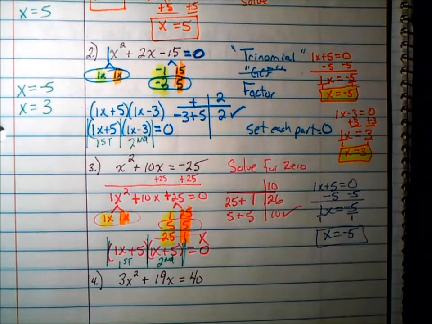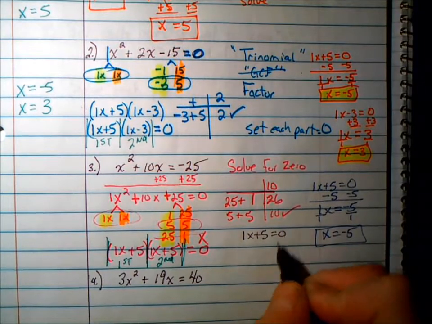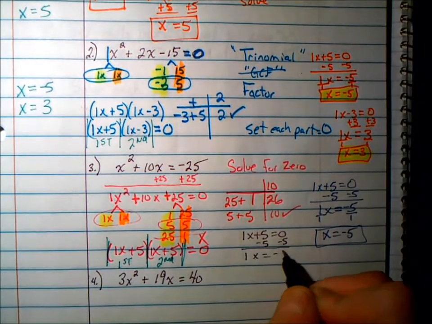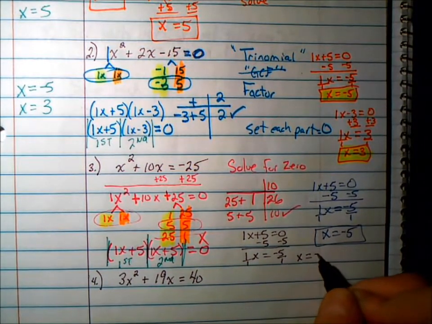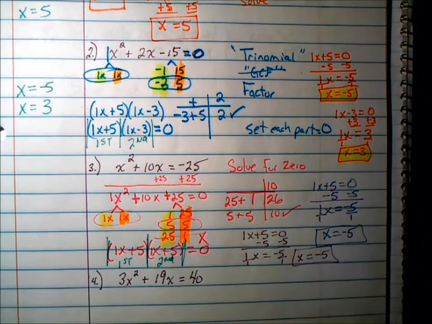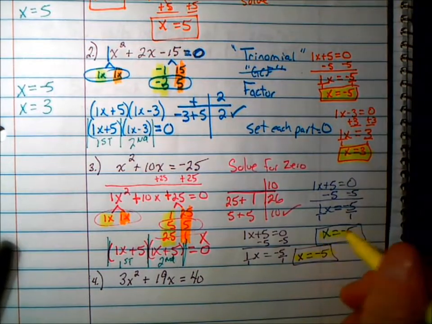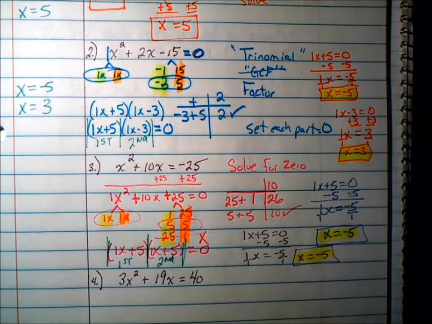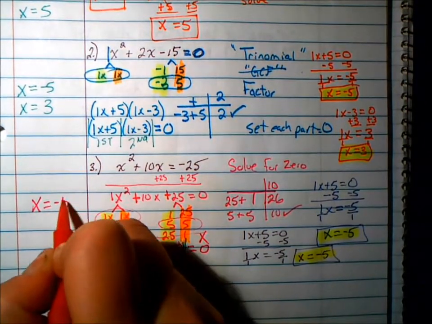If I take the second equation, I'll have 1x plus 5 is equal to 0. If I subtract 5 from both sides, I have 1x is equal to negative 5. Divide by 1, and once again, x is equal to negative 5. So on this particular problem, the way they have it set up, both answers come out to be equal negative 5. So this one actually only has one answer.